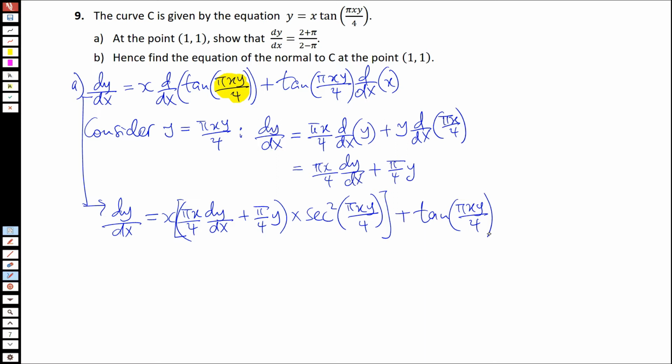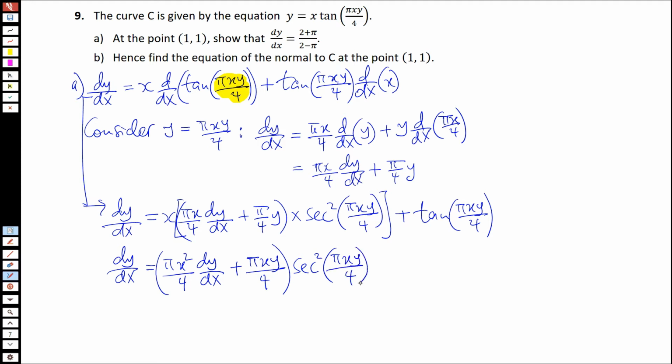Okay, we can simplify this to have dy over dx will be equal to pi x squared over 4 dy over dx plus pi xy over 4. And this is just for this portion here, multiplied by secant squared of pi xy over 4, plus tan of pi xy over 4.